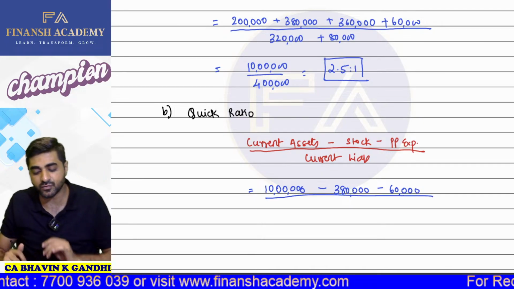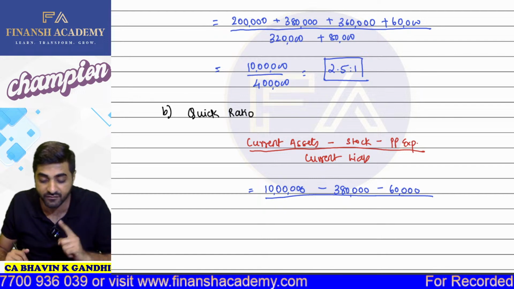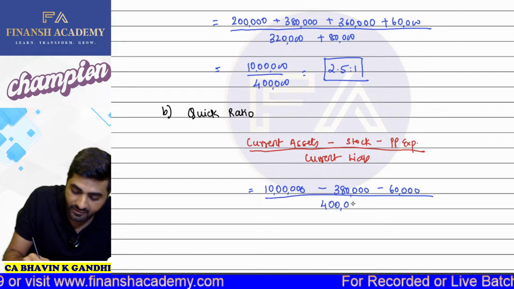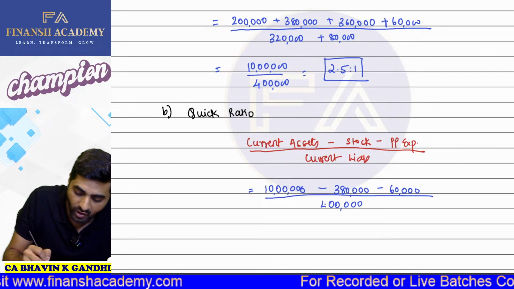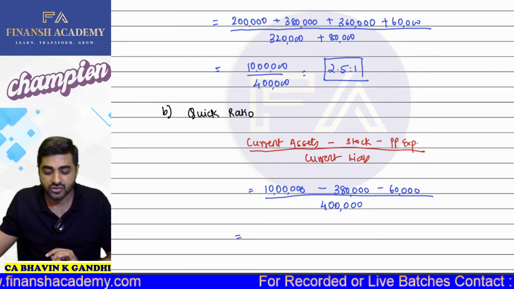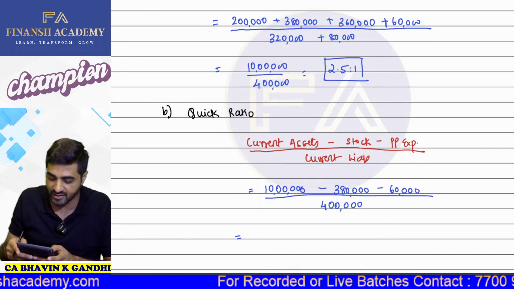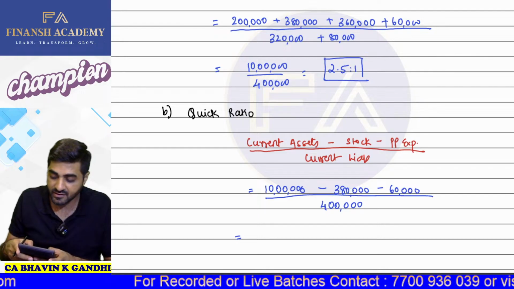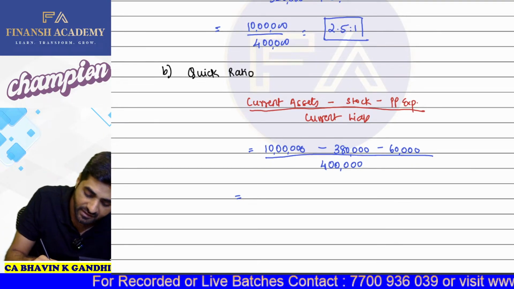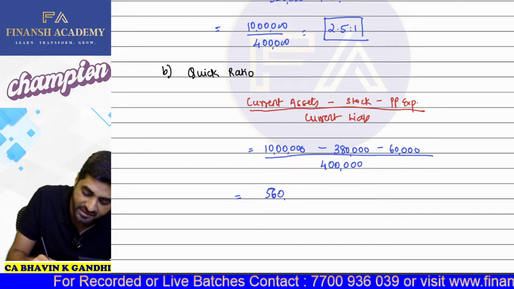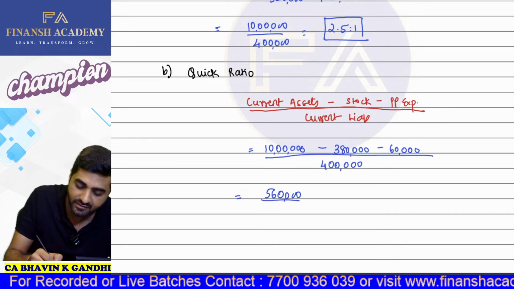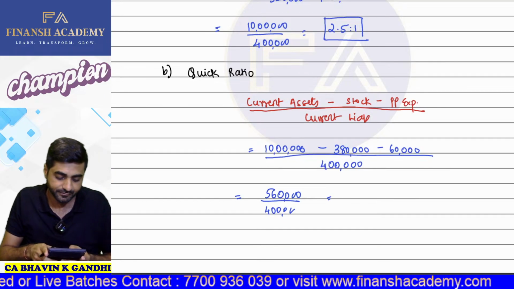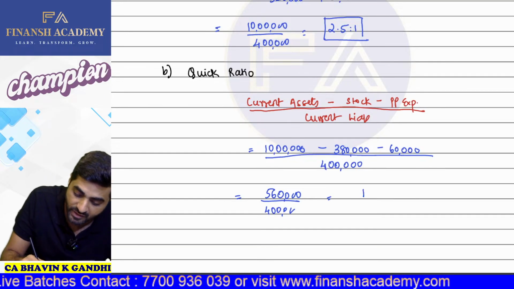And then we will divide this with your current liabilities. So do you have the amount of the current liabilities? Yes, sir. That is 4 lakhs. Now, what is the total here? So 10 lakh minus 3 lakh 80 minus 60. So this is 5 lakh 60. And from 5 lakh 60, I need to divide by 4 lakhs. So this will now give me 1.4:1.